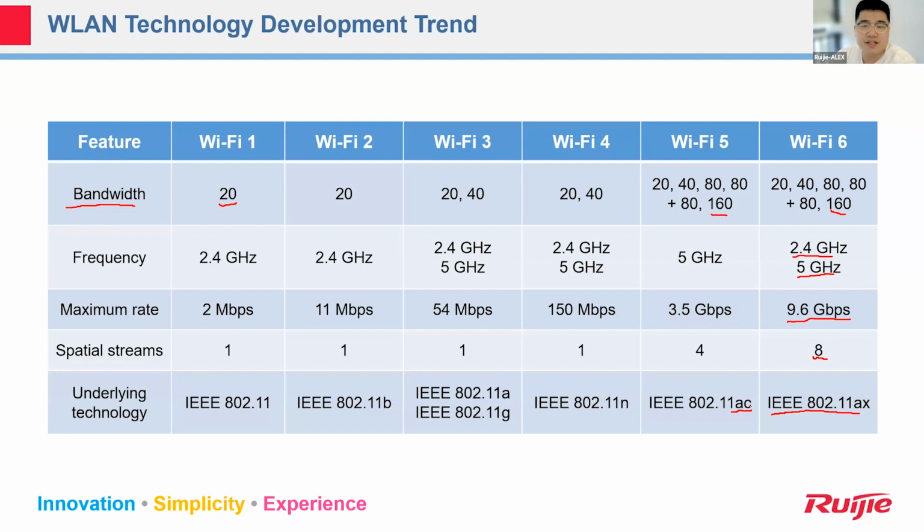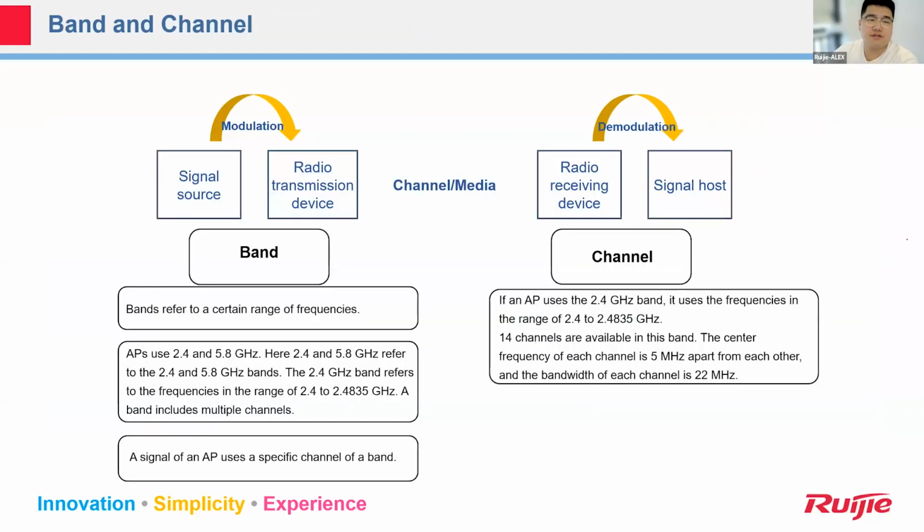Okay, and here we mentioned the concept called frequency. For example, 2.4 gigahertz, 5 gigahertz. In the WLAN, it has another name. It's called band. So what is a band, and what's the difference between 2.4 gigahertz and 5 gigahertz? Let's see it.